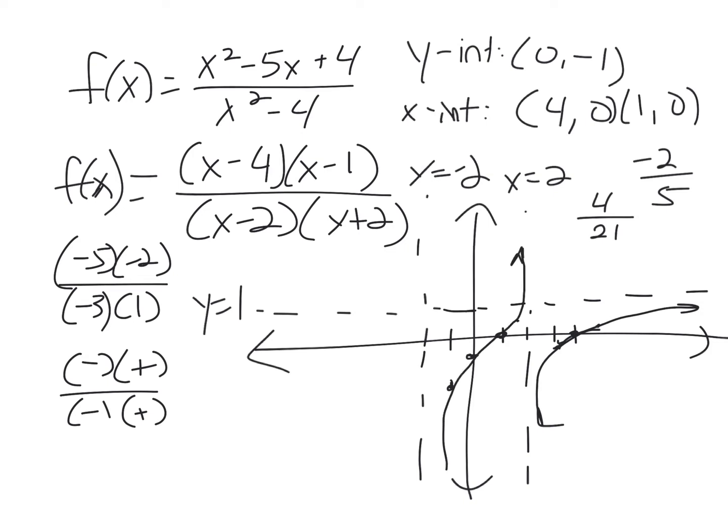Okay. Now you're probably thinking, why is it? I thought it was a horizontal asymptote. Why is it going through it? Well, it is because the important thing about horizontal asymptotes is it can technically touch it.